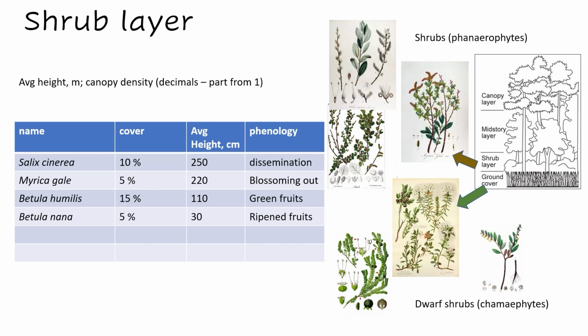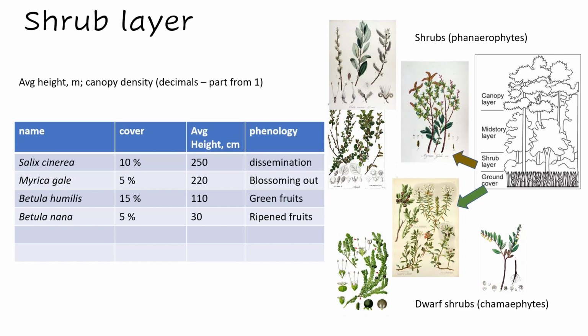The shrub layer is described as a whole, as a layer, by height in meters and the canopy density in decimals, like 0.2, 0.1, the same as trees. But then you make the list of all species which you have in the plot, and to each species you already give percentages, as you give it for the ground layer. For example, Salix cinerea covers 10%, Myrica gale 5%. Then you give average height, meters or centimeters, whoever likes what.